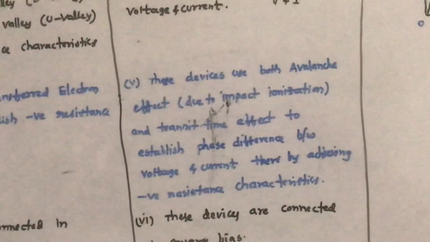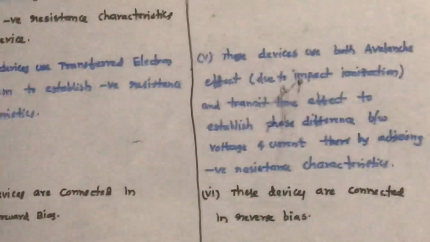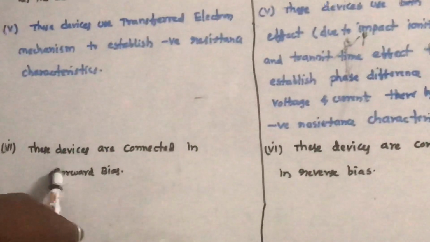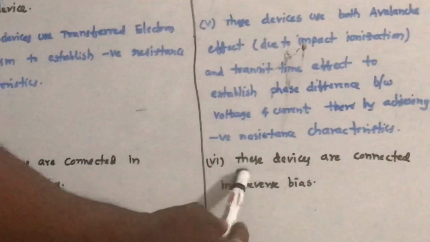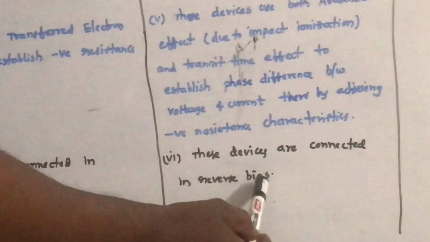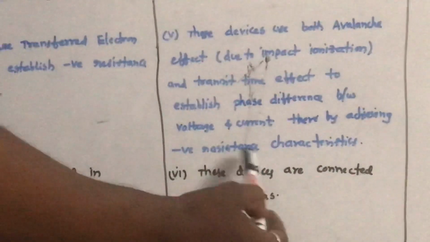So these devices are generally connected in forward bias. These devices are used in forward bias, whereas these devices, IMPATT, TRAPATT and BARITT diodes, are generally connected in reverse bias.